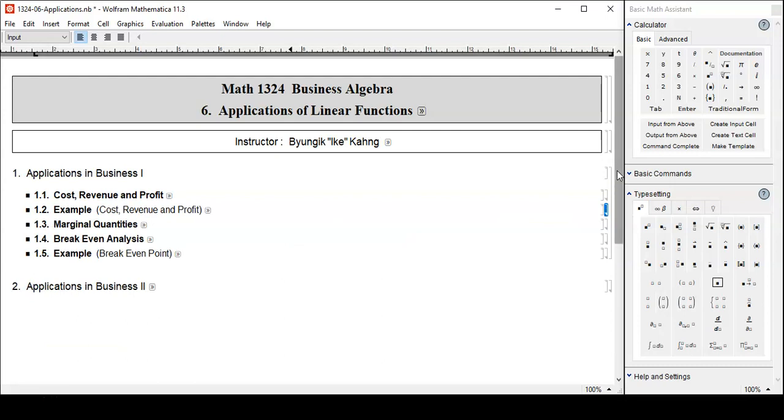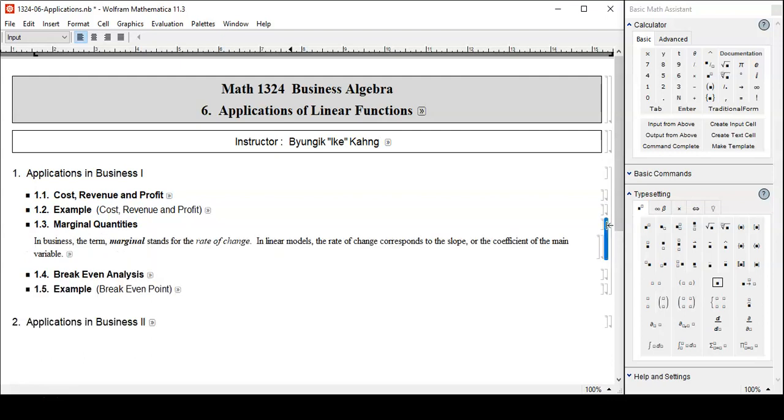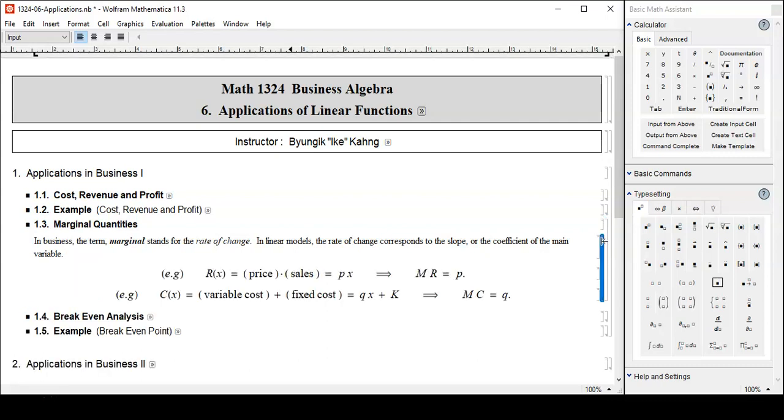Okay, the next topic is marginal quantity, and we're not going to go into detail on marginal analysis, and that's something we are going to do in business calculus. I'll just tell you what it means, and marginal quantity is actually the rate of change of the quantity. So in a linear model, rate of change is the slope. Here's an example. Revenue is price times sales, so P times X. So marginal revenue is P, the slope.